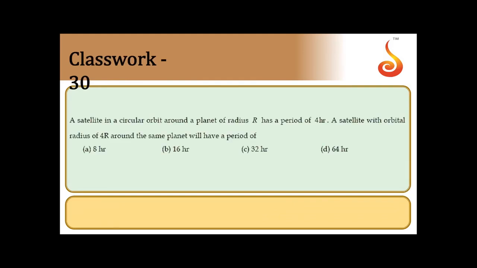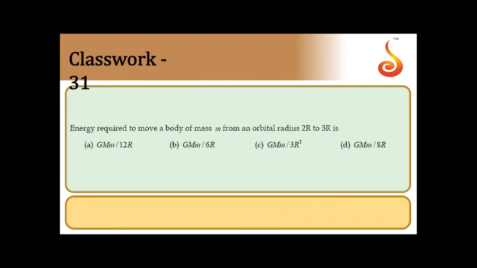Yes, we shall move on to next one. Energy required to move a body of mass m from an orbital radius 2r to 3r is. So energy of a satellite in the orbit of radius r is given by minus GMm by 2r.